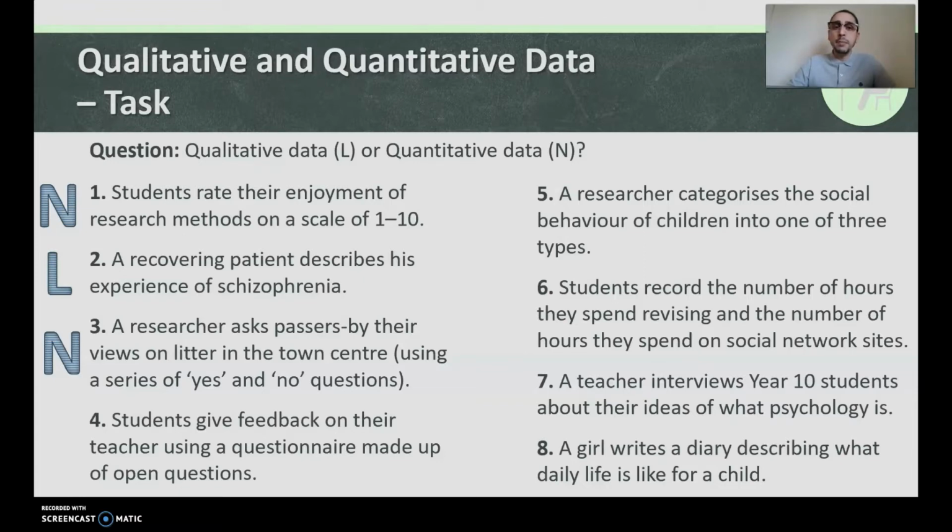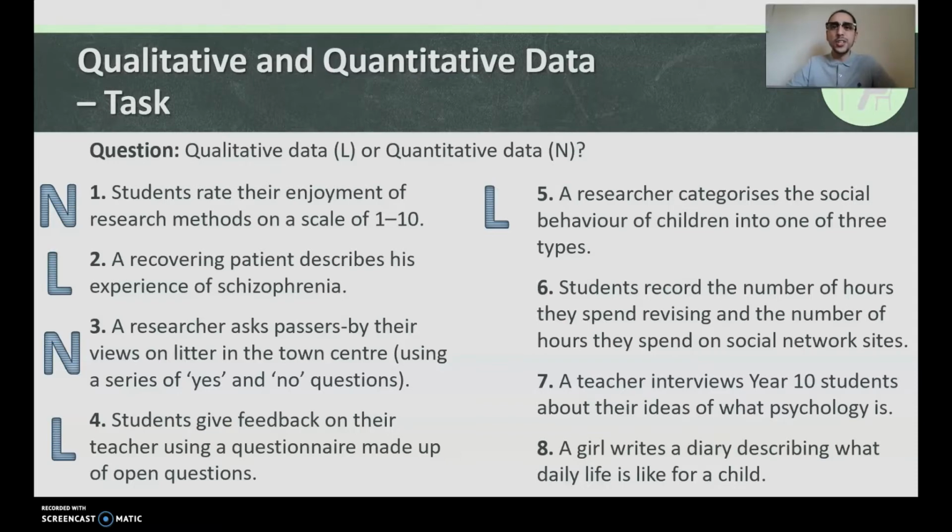Number 4, a student gives feedback on their teacher using a questionnaire made up of open questions. Here we go, open questions. Now, open questions is most likely to be qualitative data. Number 5, a researcher categorizes the social behaviors of children into one of 3 categories. Again, it's not necessarily going to be in numbers, but it is going to be in categories, so that's more likely to be quantitative. Oh, qualitative. That one's up for debate, I think. I think it could have easily been quantitative, but I think as it's words as well, it could also be qualitative. So either way, you get a pass on that one.